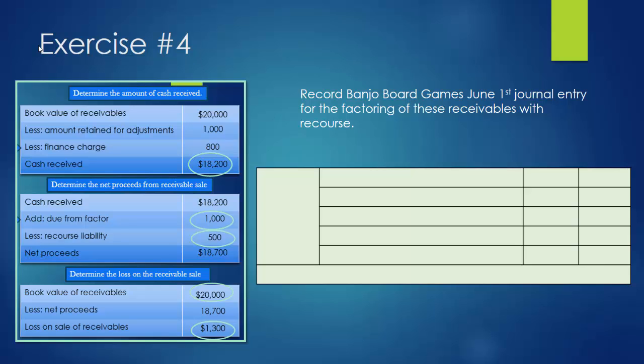To record the entry of this factoring, we start with the amount of cash being received, calculated in our first table, which was $18,200. We put a receivable on our books for the amount that is due from the factor that they are holding on to for probable adjustments, which is $1,000. We record our loss on the sale of these receivables, which was $1,300. We record a credit to recourse liability for what we think the fair value of that recourse provision is, and Banjo is estimating that it's $500. And we take the receivables off the book at face value, $20,000.